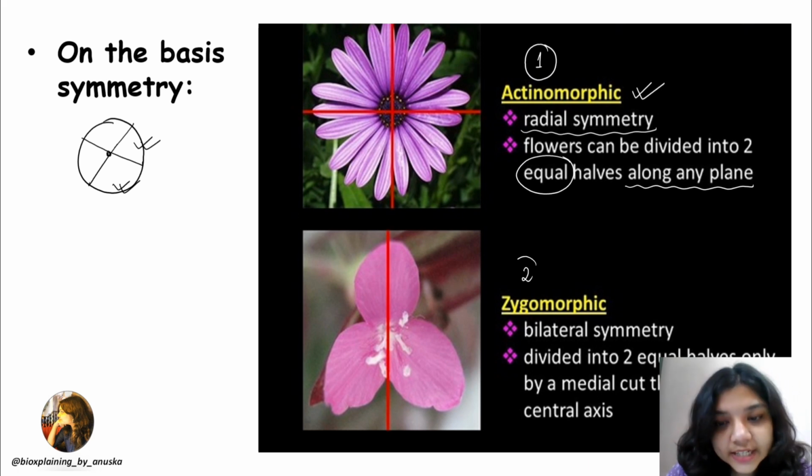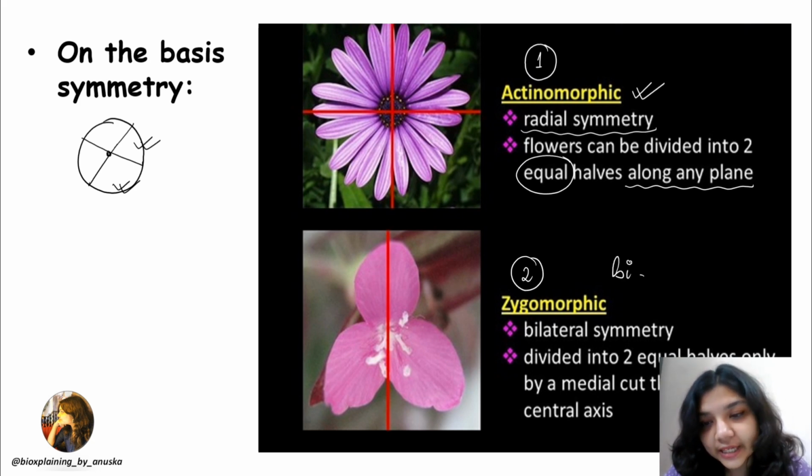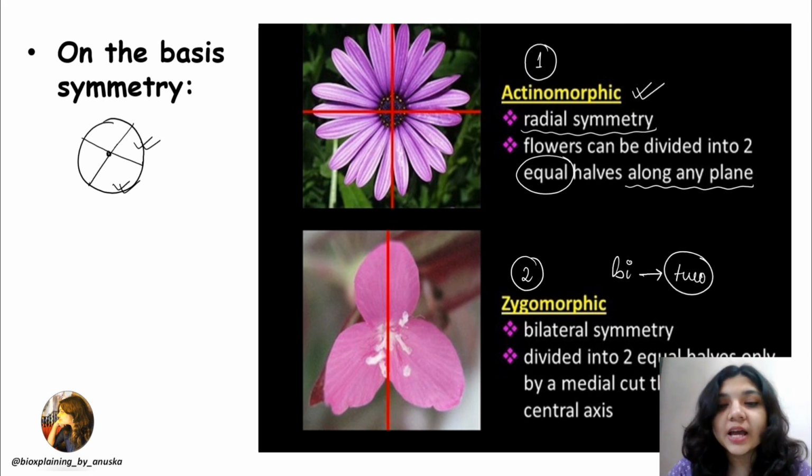The second category that we can have in this case is bilaterally symmetrical. So again, when we have the word bi, what does bi mean? Bi means two. That means there will be only one plane to divide the flower into two halves. Getting it? That is, only from the center you can have one line which is going to cut the flower so that it is separated into two equal parts.